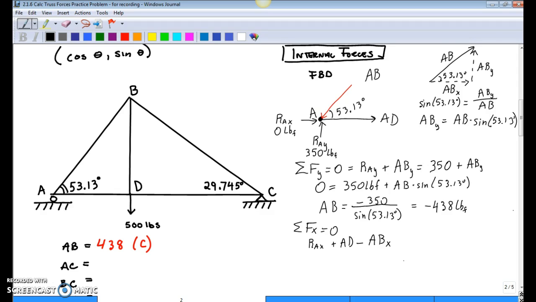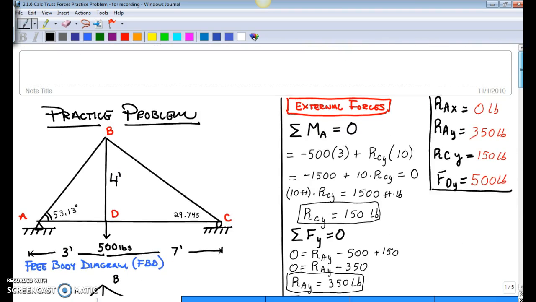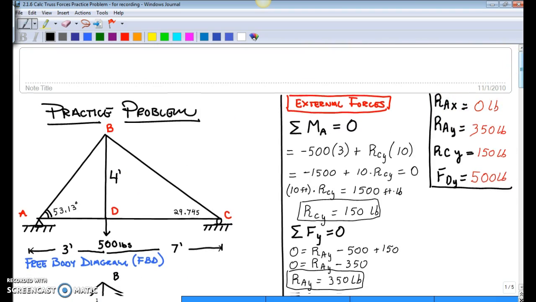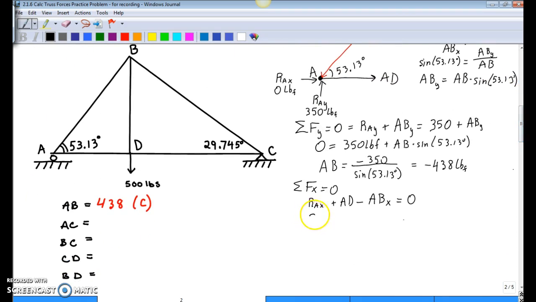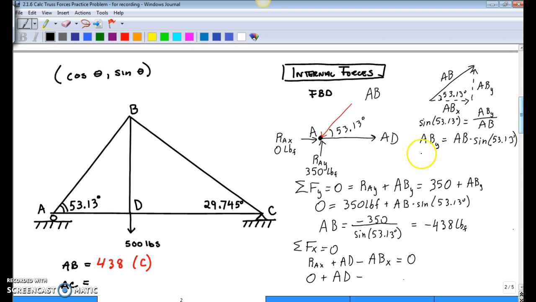So what we can do is say that yes, this is all equal to 0. What we know is that reaction force AX was an external force of 0. So we can update that. 0 plus AD. Well, AD, we have no clue what it is. But AB in the x direction, we can solve that as AB cosine of 53.13 degrees.